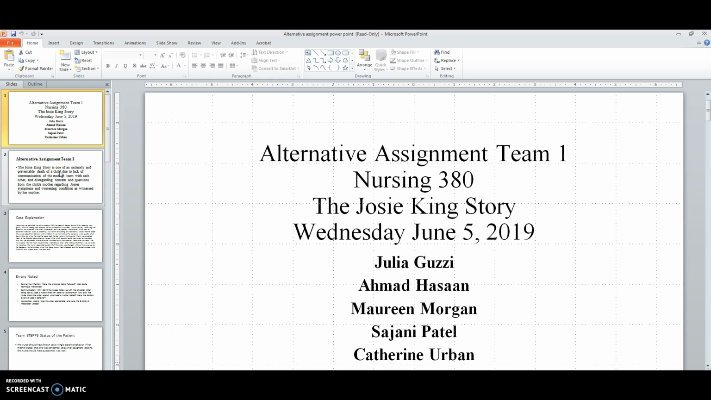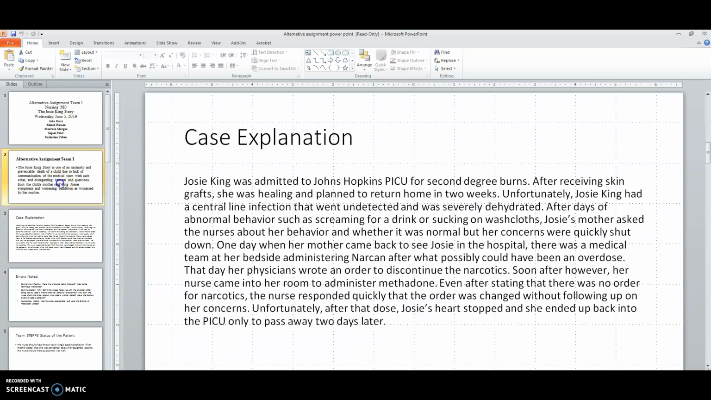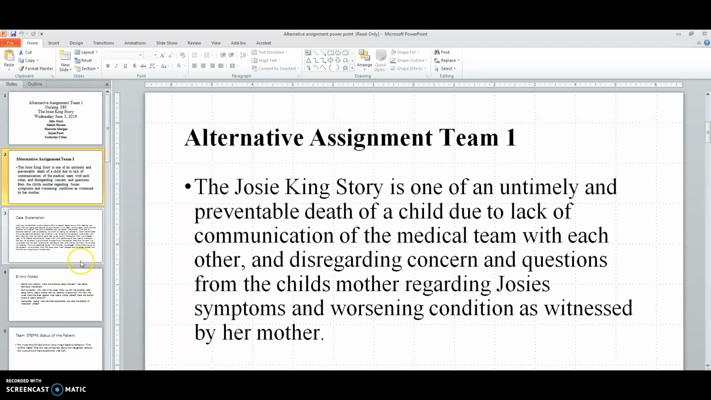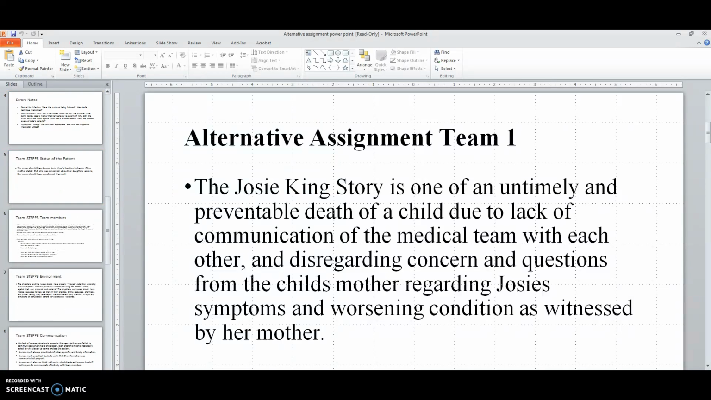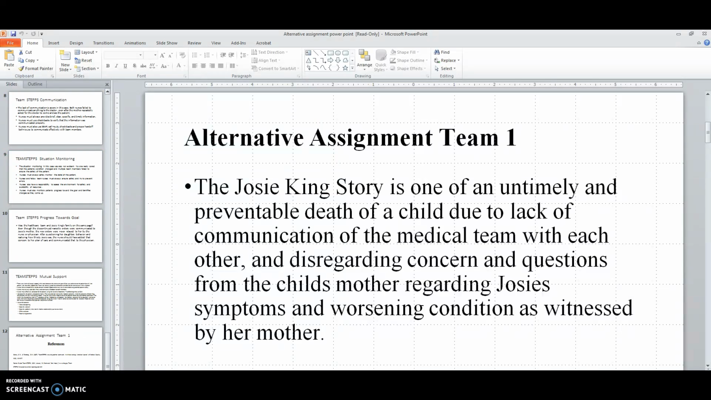PowerPoints are to be a visual media that presents ideas and concepts. Information should be bulleted out, not written in paragraphs as it is here, and font should not change. You've got different fonts all the way through your PowerPoint. Your APA format is lacking, and you have no references on any of your slides.